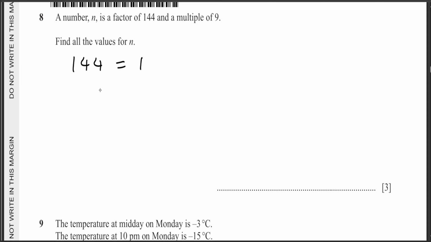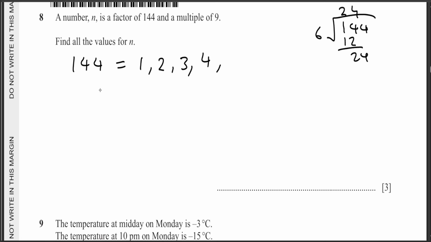Factors of 144 include 1. We have 2. We also have 3. 4: can it go into 144? Yes, it can, because 44 can be divided by 4. 5 cannot go into 144. 6, let's see: 144 divided by 6 is 24. Yes, it can go.